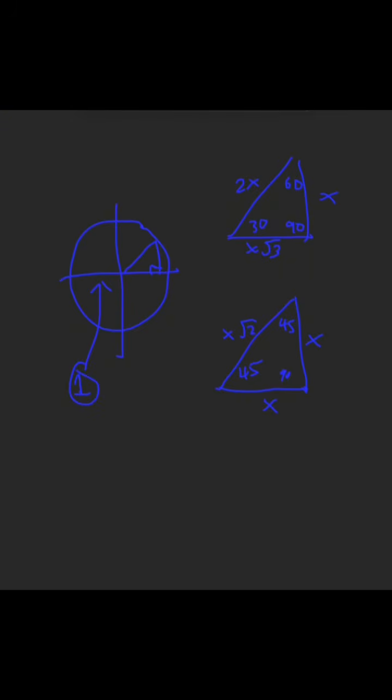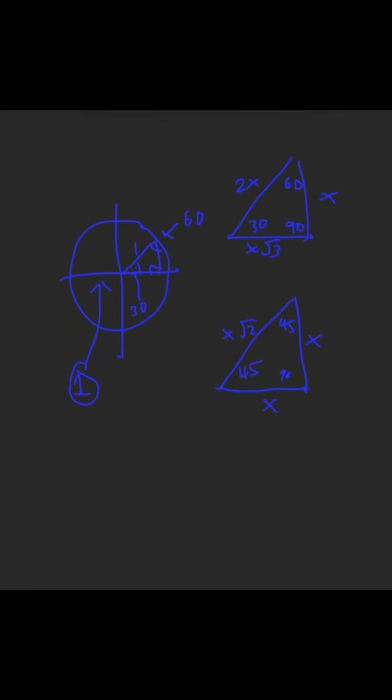If we draw a triangle in that, for example, a 30, 60, 90 triangle, this angle right here would be 30, this angle right here would be 60, and the right angle would be 90. We know that this side is 1 because that's the radius. The radius is from the circle to the origin.